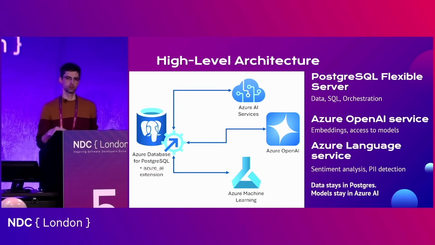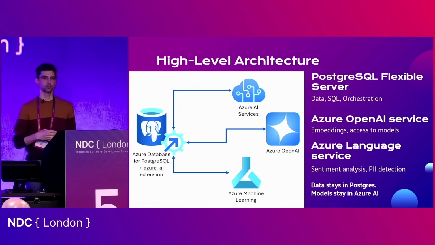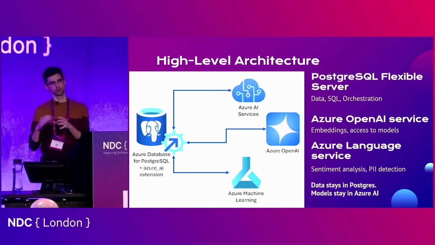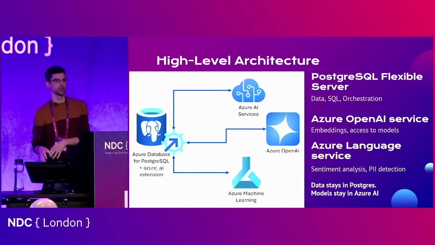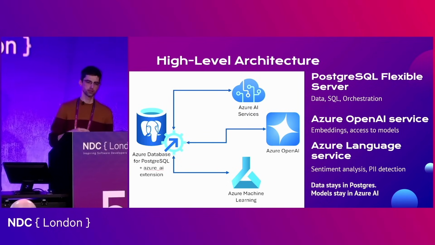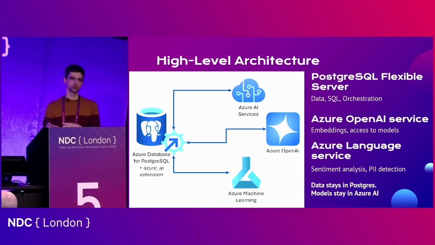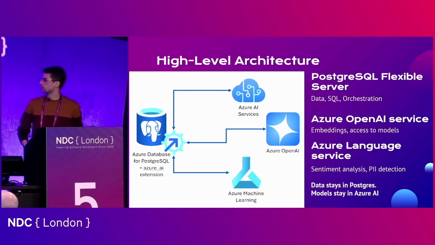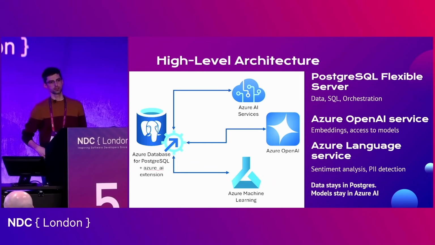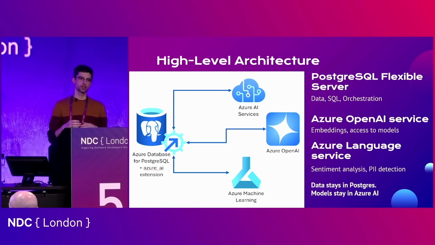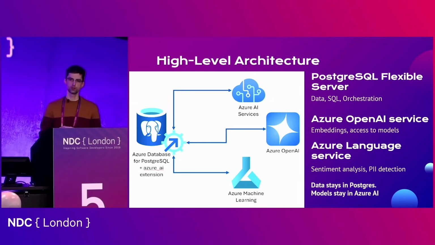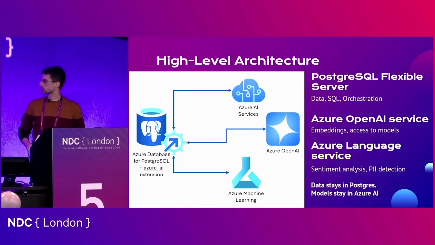So with the Postgres database on Azure, we have the Azure AI extension, which allows us to call OpenAI services directly from the database. So we have Azure OpenAI, we have Postgres, and we also have Azure AI services. And this Azure AI extension works as a gateway from the database to these Azure services.